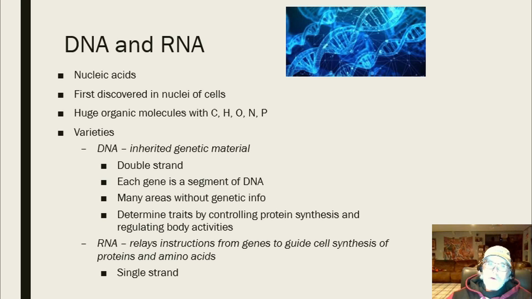Again, when Watson and Crick started looking at this double helix, they first discovered it in the nucleus of cells. That's where they are. The DNA stays in the nucleus, not the RNA. The RNA may leave the nucleus, and we'll talk about that a little bit later on. We know that it's an organic molecule. Why? Because it's carbon, hydrogen, and oxygen, which I know is organic. Also some nitrogen and phosphorus and stuff like that. So basically, DNA is that inherited genetic material.